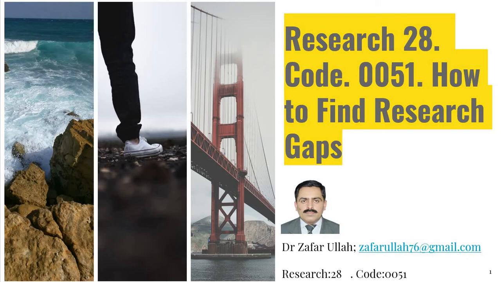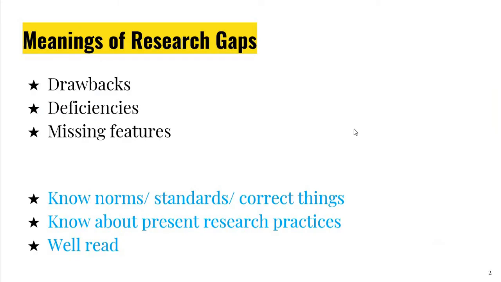Hello students, today we want to discuss how to find research gaps. You must be familiar with this term, but many students are confused about what the meaning of gap is. Gap means drawbacks, deficiencies, shortcomings, or some missing features in your research.